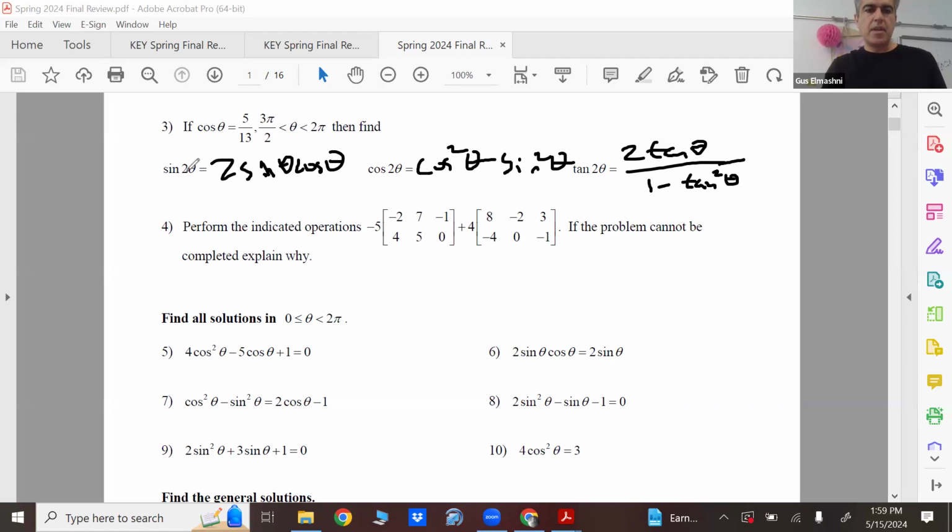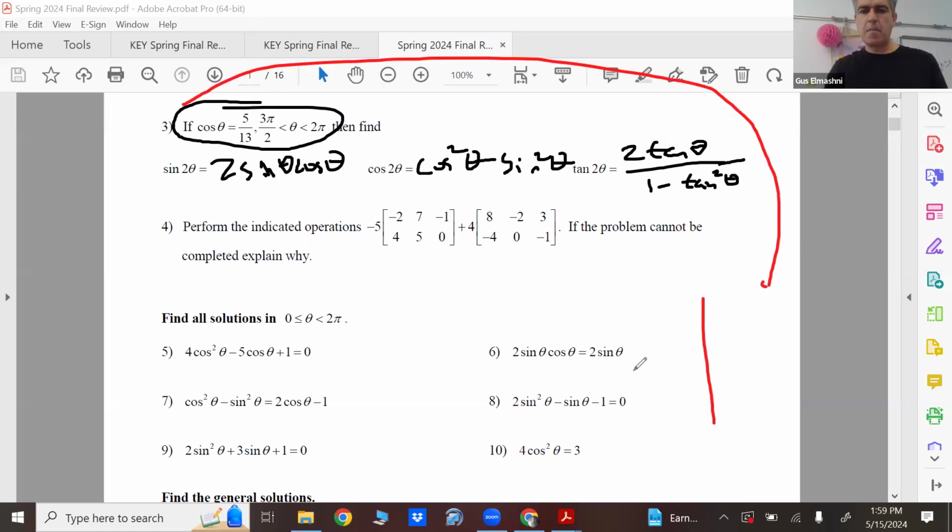Okay. So what are you gonna do about this part though? How do we deal with that? What quadrant is that in? Good. Yeah. And cosine. Where's the 5 go? Hypotenuse. And then that'll be negative 12. Why negative? Going down. Perfect. Thank you, Kyle. So then just plug away. 2 times negative 12/13 times 5/13. Clean it up.